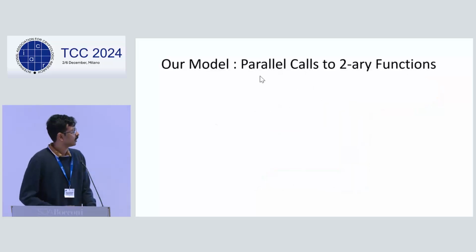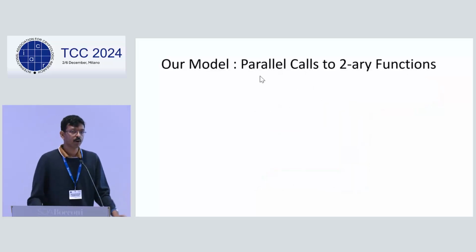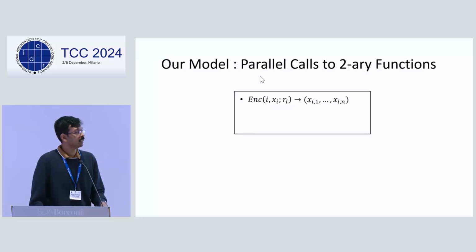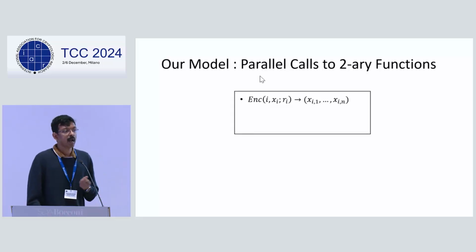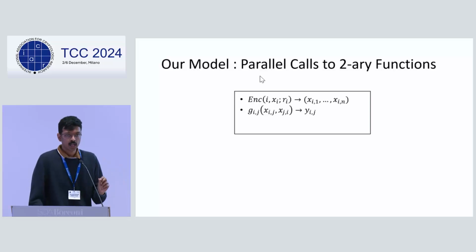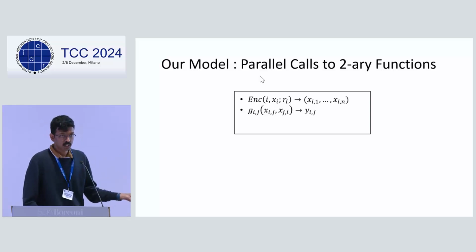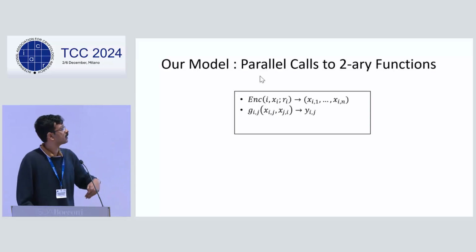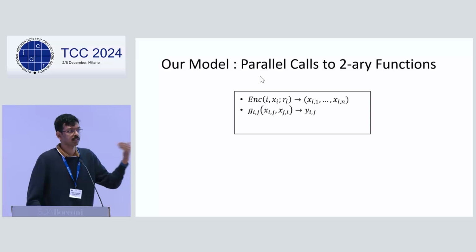So towards resolving this question, we consider a very simple model of secure computation, which we call parallel calls to two array functions. In this model, there is an encode algorithm that takes in the private input of the party and maps it into n shares, xi1 up to xin. Then each pi and pj make a call to a function gij, where pi provides the jth share, xij, as the input, and pj provides xji, that is its ith share, as input.